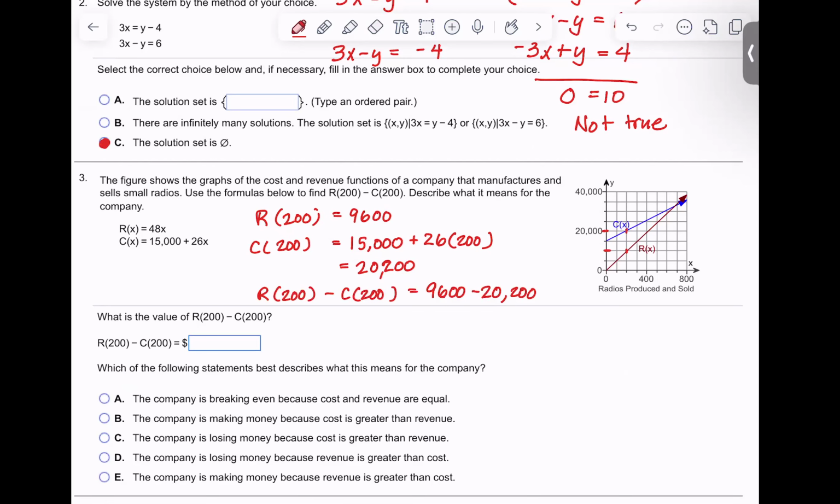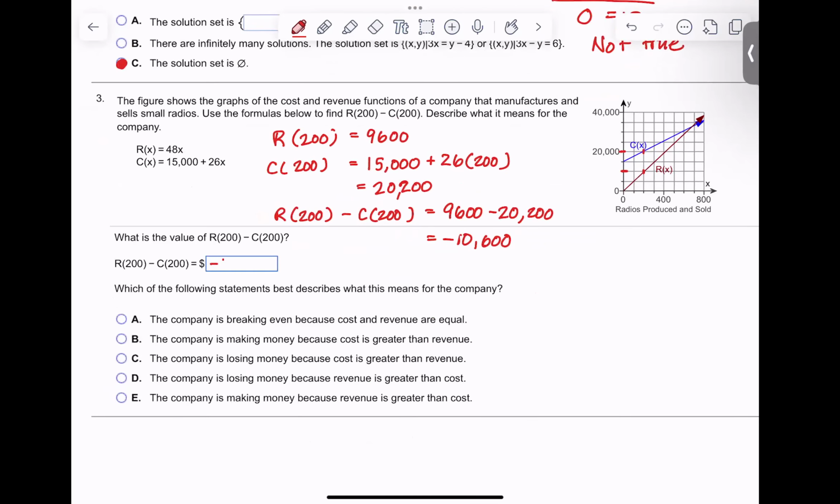And I get minus 10,600. So minus 10,600. So what is this company doing? The company is losing money. So you've got two choices here for losing money. We've got C and we've got D. So which one is it?